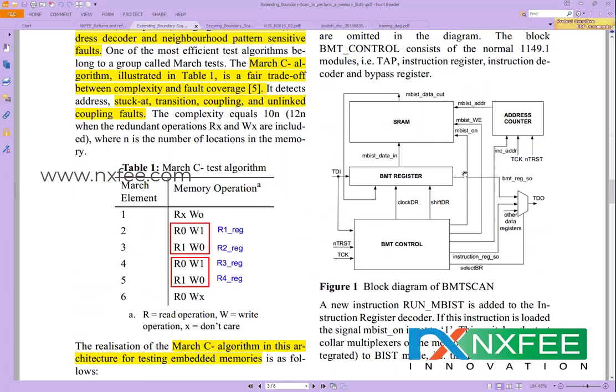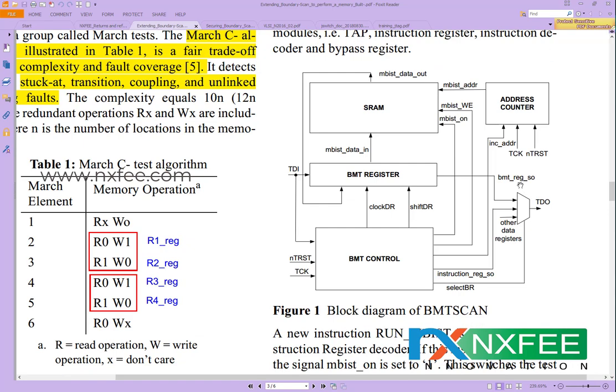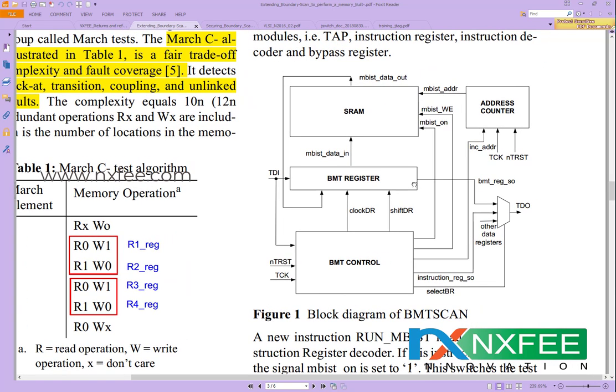This is figure 1, the block diagram of BMT scan. It is a basic architecture for single-port memory operations. Here TDI is the input and TDO is the output. These BMT registers just bypass the data from TDI to TDO. In between we have a BMT controller, that is a TAP controller. It holds the data in the memory and tests the data.